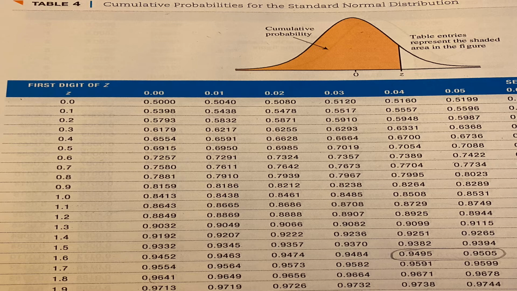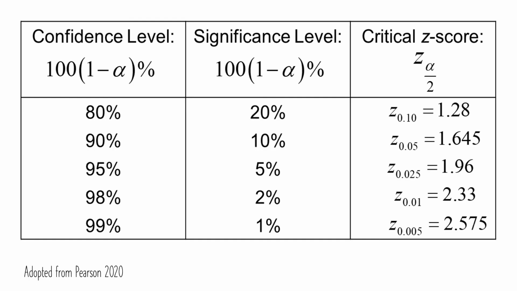The first digits of my z is 1.6. And so if I come back over and I match up to the top, I see that it's going to fall between 1.64 and 1.65. And so halfway is where it is. So my z-score is 1.645. My z-critical for 0.05 is 1.645.